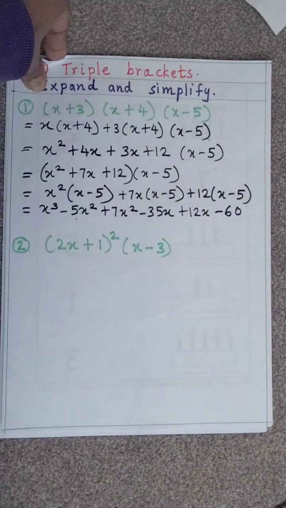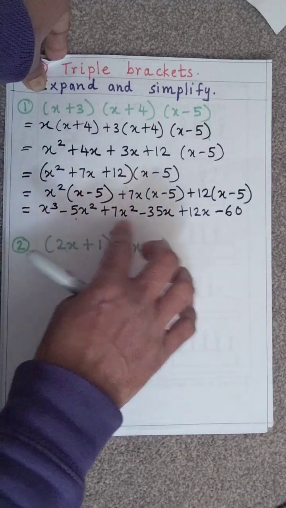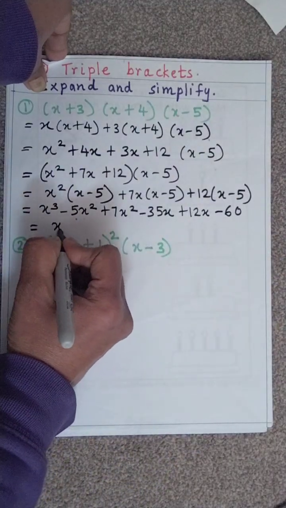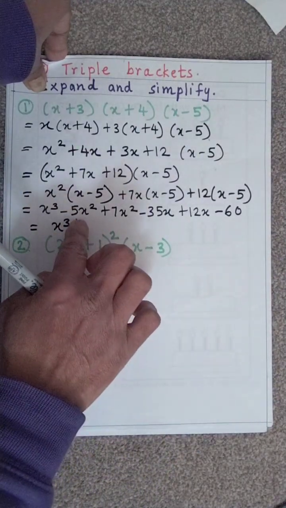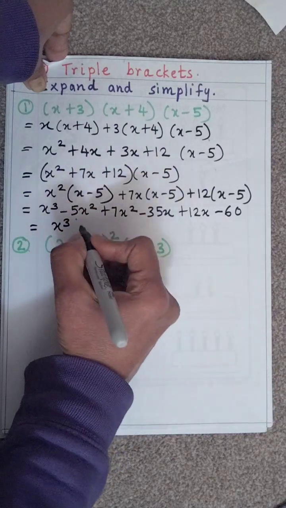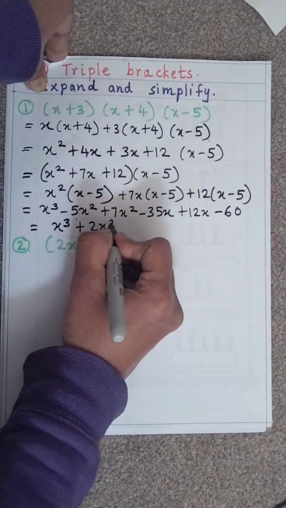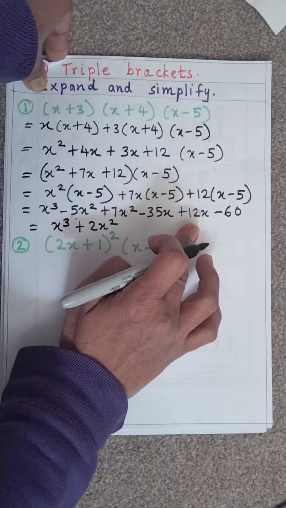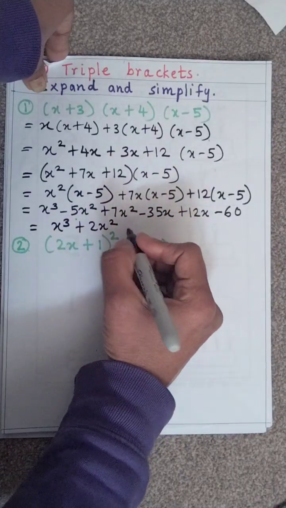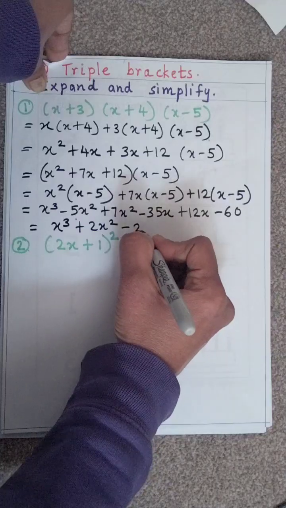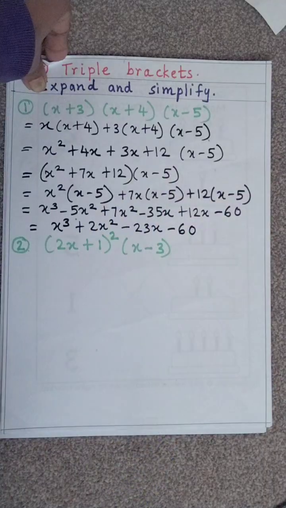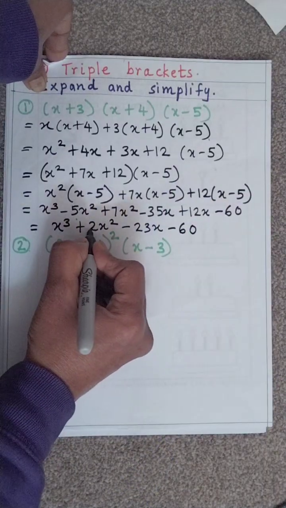Okay, now bring similar terms together, whichever terms are similar. They are already together, x square together, x and x are together. Okay, and then we write is equal to x cube, minus 5 plus 7 is plus 2x square, minus 35x plus 12x is minus 23x, and minus 60. So this is the required answer.